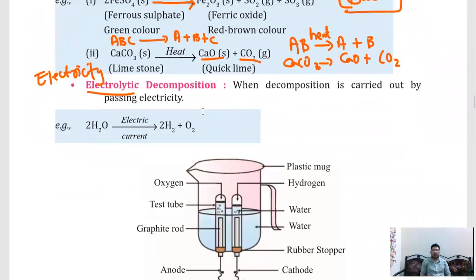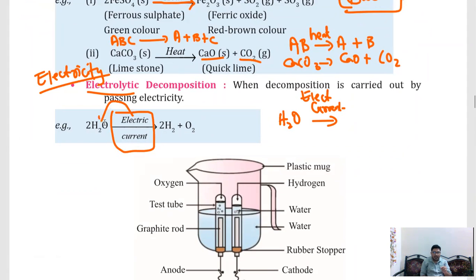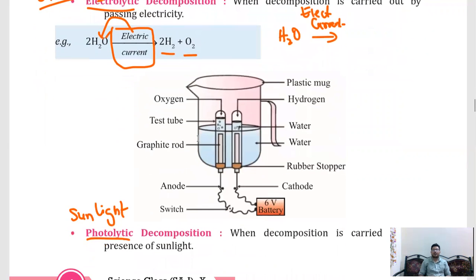Next, electrolytic decomposition. What is electrolytic decomposition? Second type of force, that is electricity. You take water, H2O. So if you take water and if you pass electricity, simply to say, if you pass electric current, you have to represent that on arrow mark. Here you can observe, you have to represent on arrow mark. If you pass electricity through water, you can observe few bubbles. Those are hydrogen gas bubbles and oxygen gas bubbles.